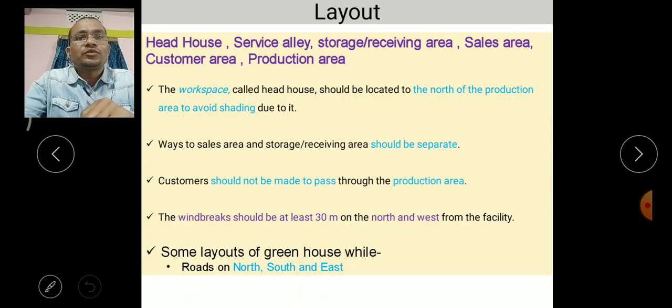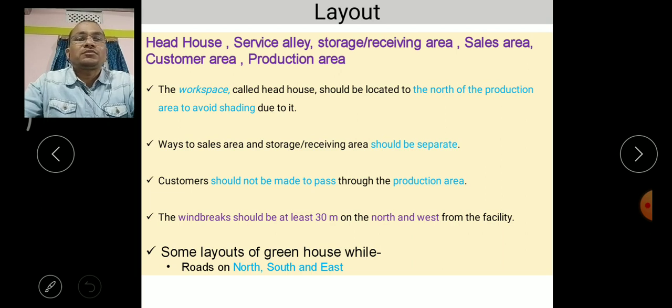Here these are the zones. One is your head house, where the monitoring of the greenhouse and the workplace is located. Next is the service alley, pathway, storage receiving area, sales area, customer area, and production area. The head house should not be located on the north of the production house, that means north of the production area, to avoid shading. Production area means where the greenhouse cultivation is. It should not be in the north or east side because it can create a shadow on the production house.